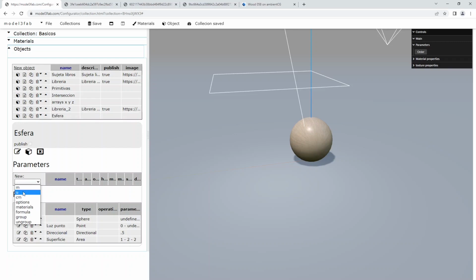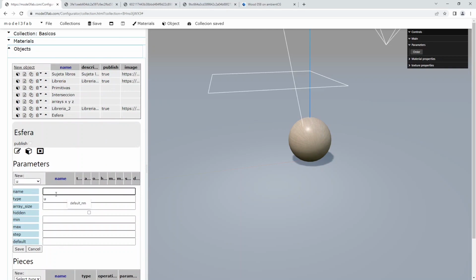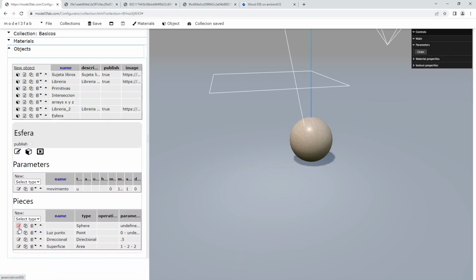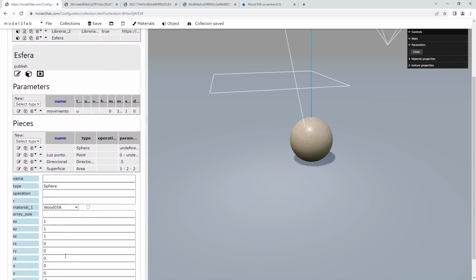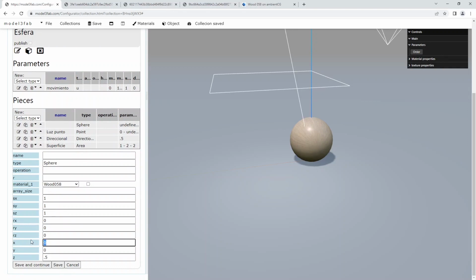First, we create a parameter. It will have values between 0 and 100. And starting from 0, if we apply it to the sphere, we put it in X. Let's render the image so that it updates the parameters.